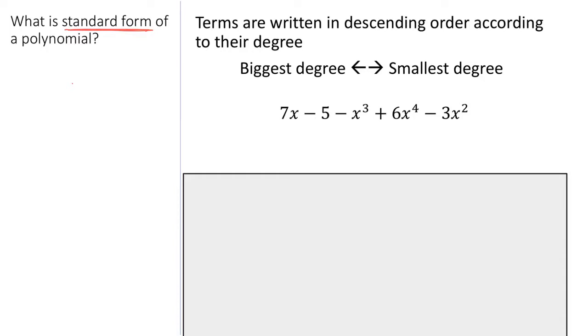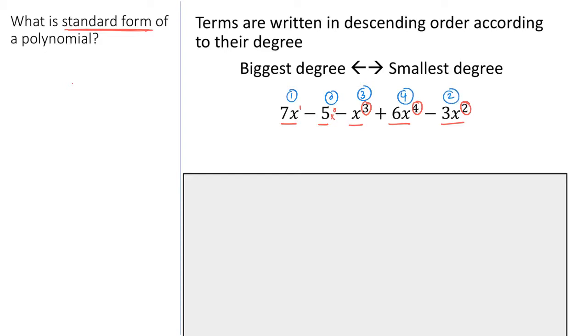So here is kind of a long example. So we have 7x minus 5 minus x cubed plus 6x to the 4th minus 3x squared. So there are 5 terms in this polynomial. We're going to look at the exponents of each. So we have a 1, the second one has a 0, then we have a 3, a 4, and a 2. What we want to do is write these in descending order. I'm just going to write them up above so I don't forget.